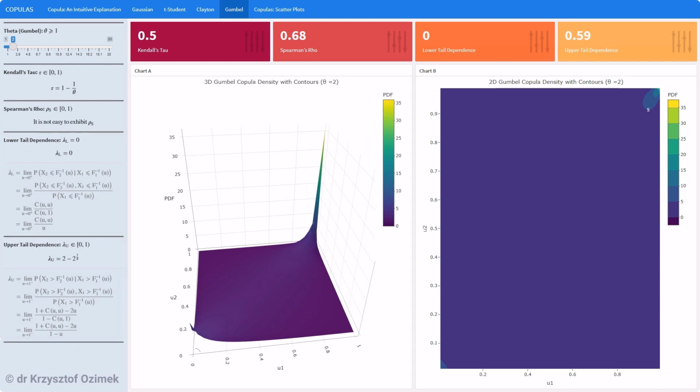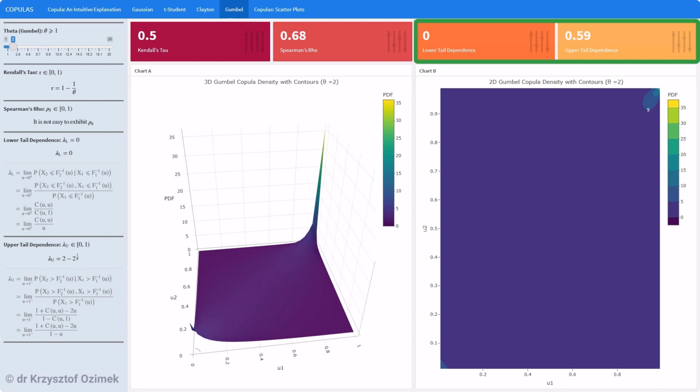A crucial difference between the Gumbel copula and the Clayton copula is that the Gumbel copula is designed to model upper tail dependence. Because of this, in the upper horizontal bar, we see that upper tail dependence is non-zero, while lower tail dependence is 0. This remains unchanged, regardless of the value of theta, since the Gumbel copula does not measure lower tail dependence.